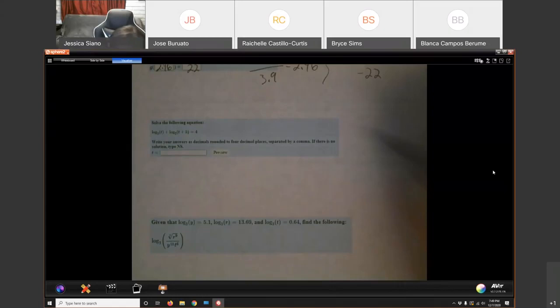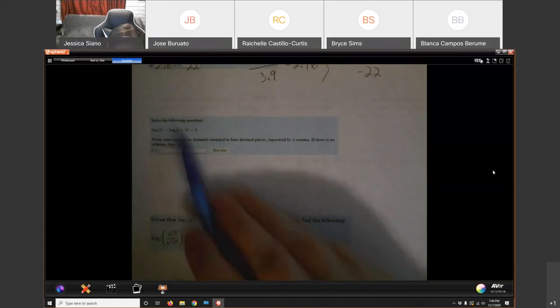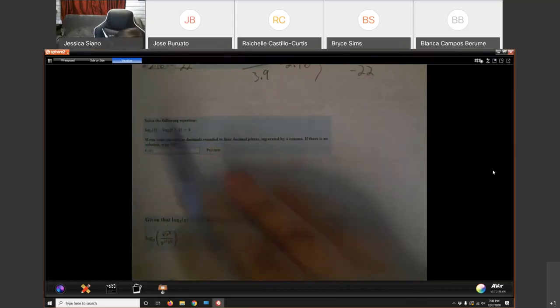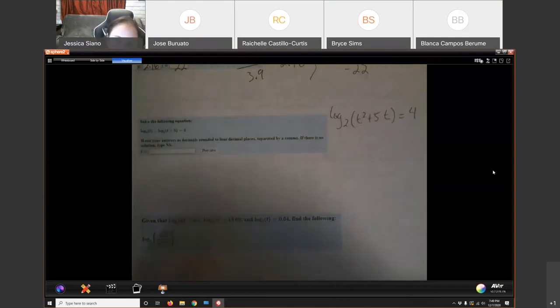All right. So when we solve this log equation, in order to be able to do this, we're going to multiply these because we have to combine these logs before we can do anything else. So we're going to multiply the t and the t plus 5 and make it log base 2 of t squared plus 5t. Okay, because when you add these, you multiply these. And so then this would become 2 to the 4 equals t squared plus 5t.